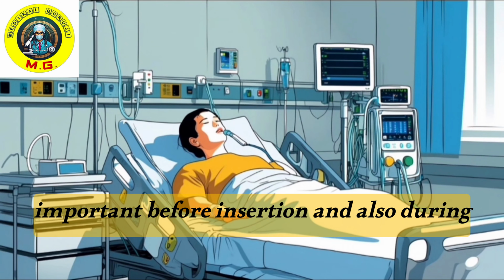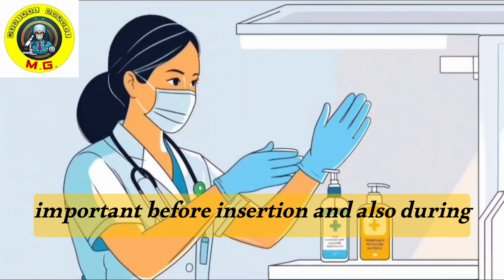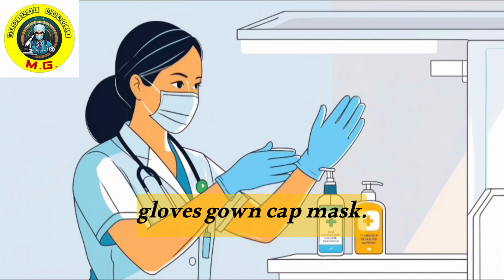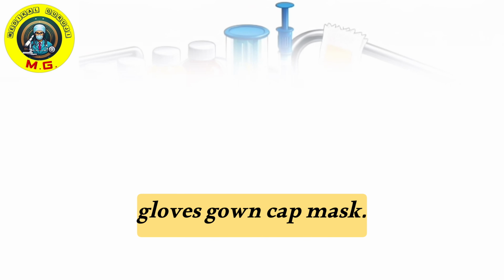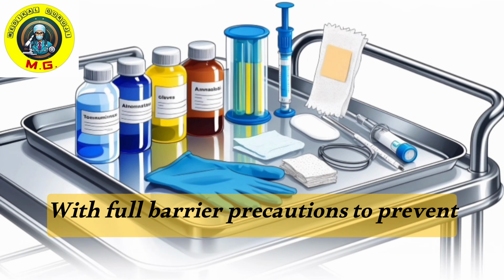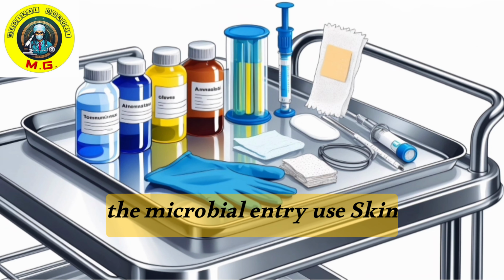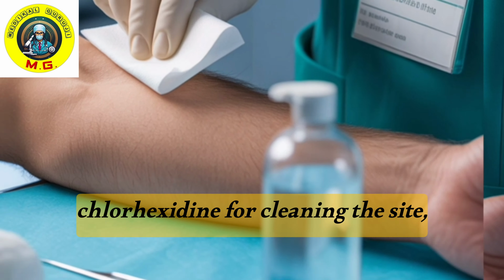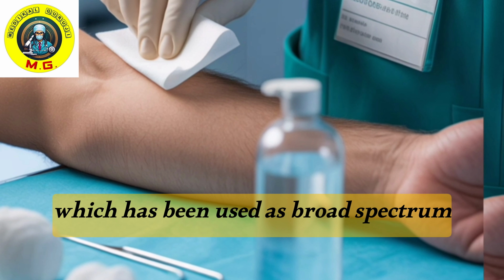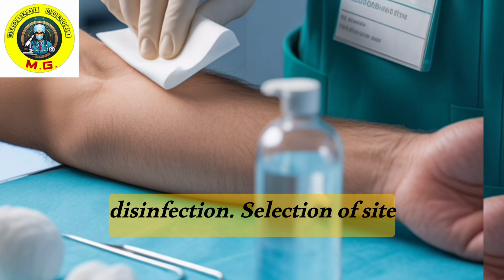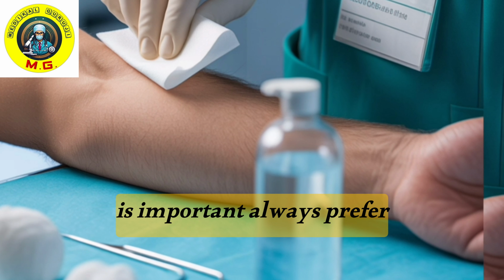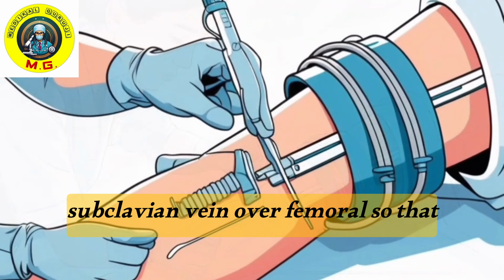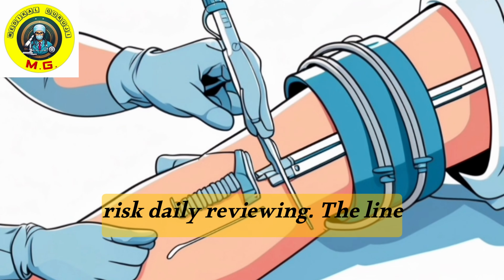Hand hygiene is important before insertion and also during the care so that it can prevent contamination. Use sterile gloves, gown, cap, and mask with full barrier precautions to prevent microbial entry. Use skin antisepsis such as 2% chlorhexidine for cleaning the site, which is a broad spectrum disinfectant. Selection of site is important. Always prefer subclavian vein over femoral so that it can lower the infection risk.